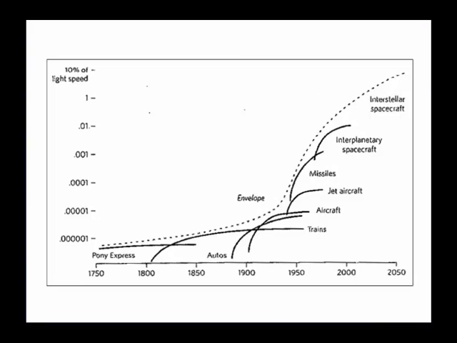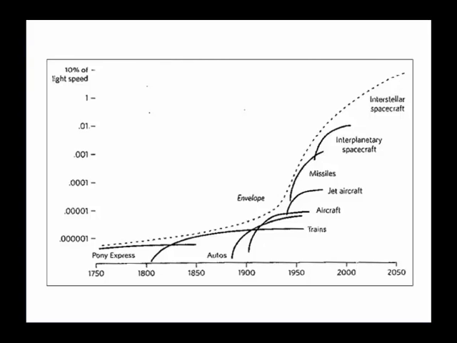Now, this chart is interesting. It's about transportation. And notice on the vertical you've got percentage of light speed as a measure, and you've got time in years across the bottom. Now, notice if you start on the left, you've got horse transportation, which lasts a really long time, but it doesn't really get better over time. It is what it is.